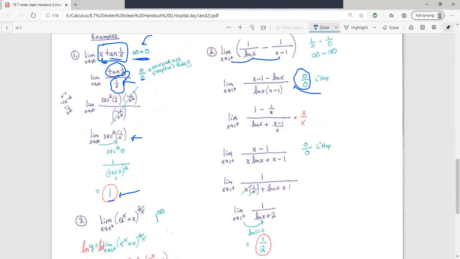So I have to do the derivative of the top. The derivative of that x is 1. The derivative of the ln of x is 1 over x. And then here, we need to do the product rule. So I did first times the derivative of the second plus the second times the derivative of the first. And that's how I got this denominator here.